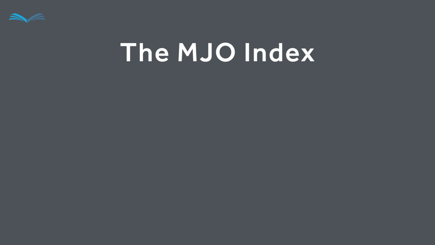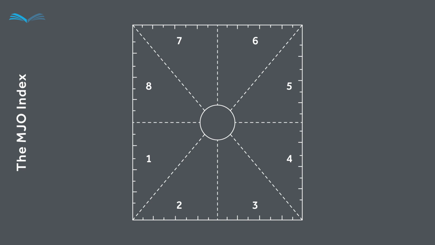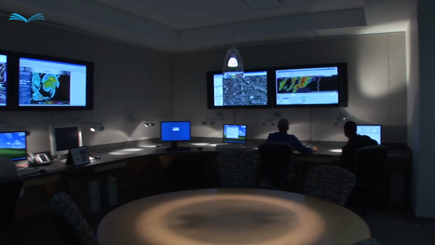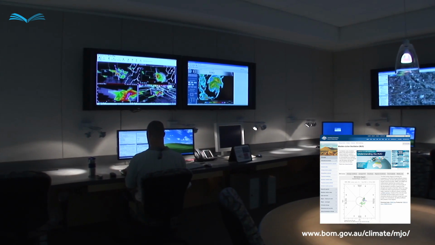To quantify the MJO, an index is used which plots the daily location or phase of the enhanced convection and its strength or amplitude. The life cycle of the MJO is divided into 8 phases, from phase 1 developing over Africa and the Western Indian Ocean to decaying in phases 7 and 8 after moving through the Pacific. Forecasting centres plot the phase and amplitude for the previous weeks and months, and some also forecast the index.